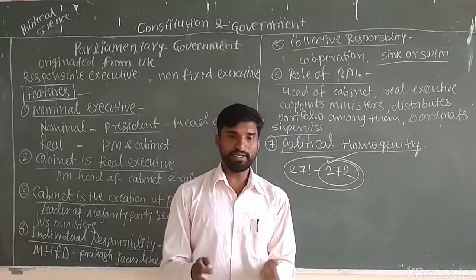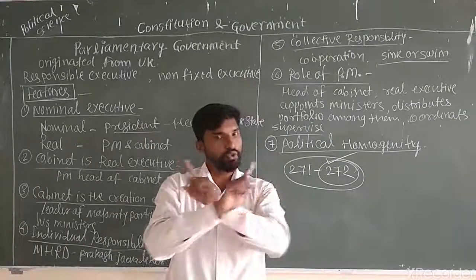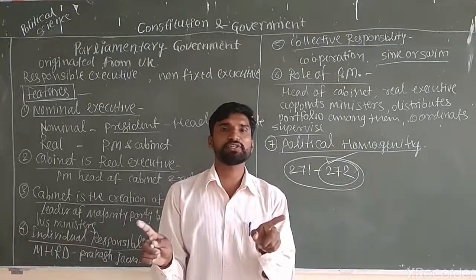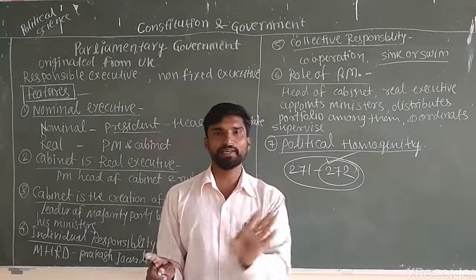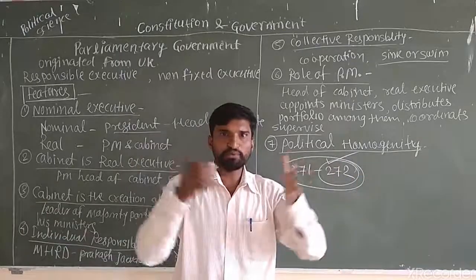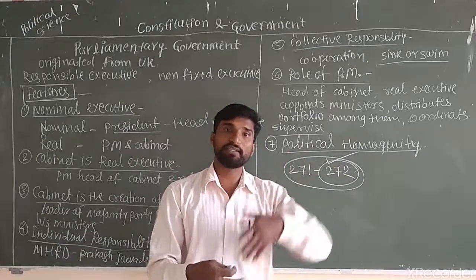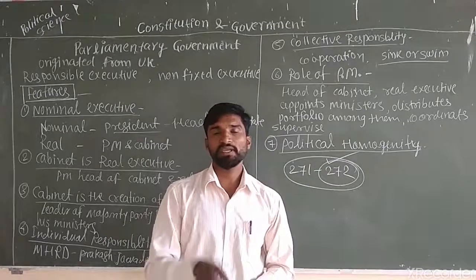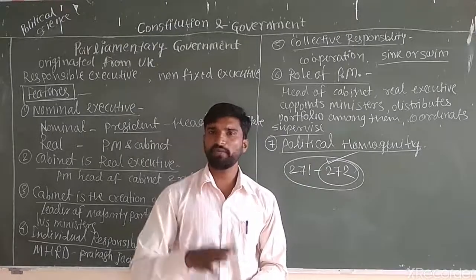But nowadays what happens, there is no clarity, no clear majority for any single political party. So a number of political parties come together and they will form a government. That is called a coalition government.